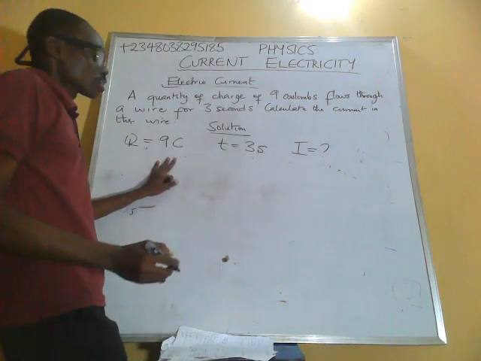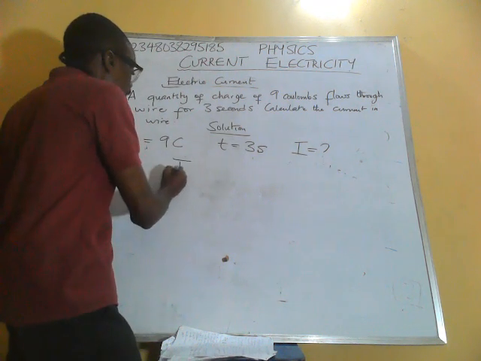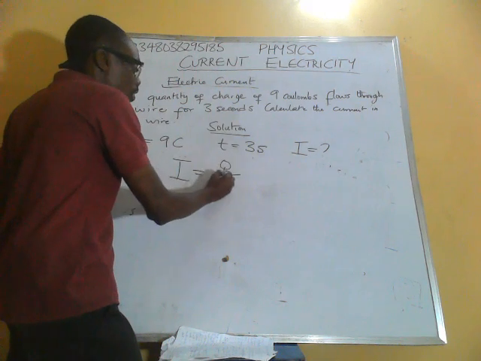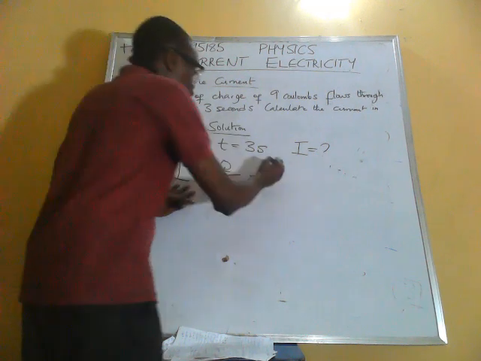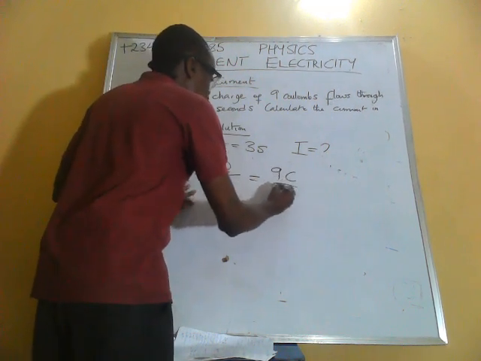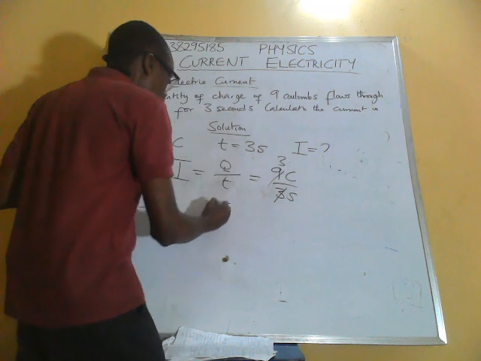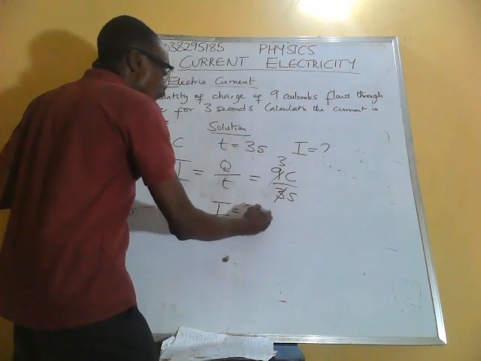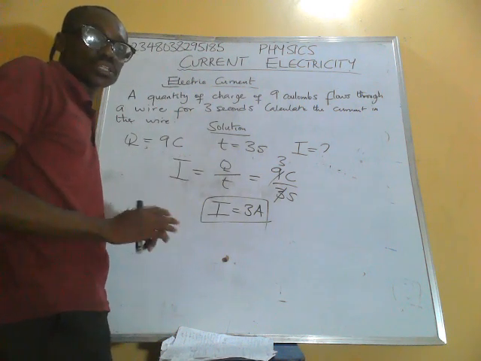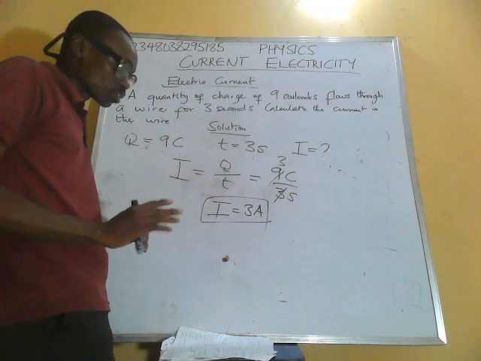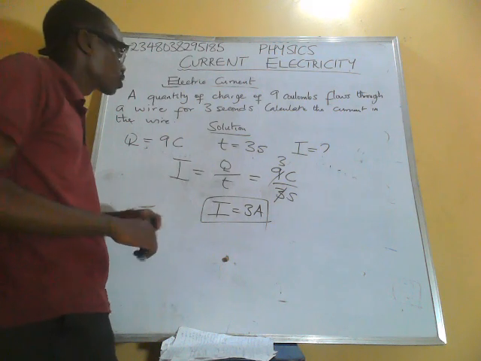What's the formula that relates charge to time and current? The formula is I equals Q over T. Our Q is 9 coulombs and our T is 3 seconds, so we have 9 coulombs over 3 seconds. 3 in 9 is 3. So our current is equal to 3 amperes. We've solved this question completely. This is the solution.